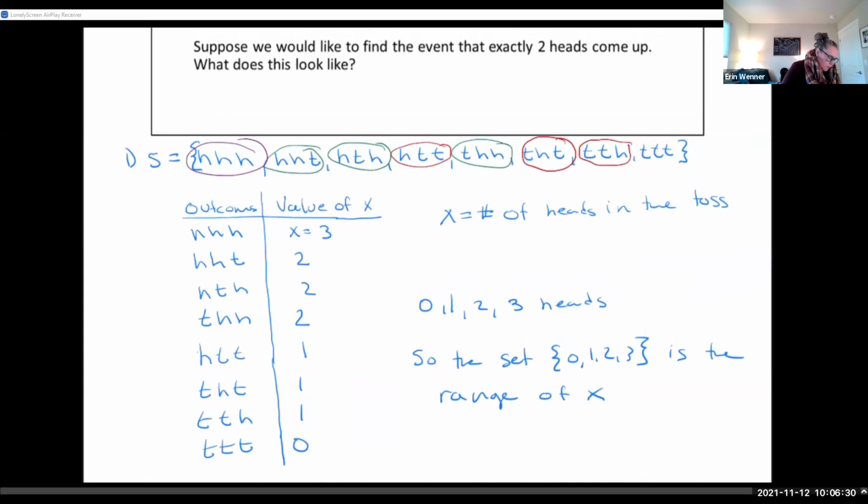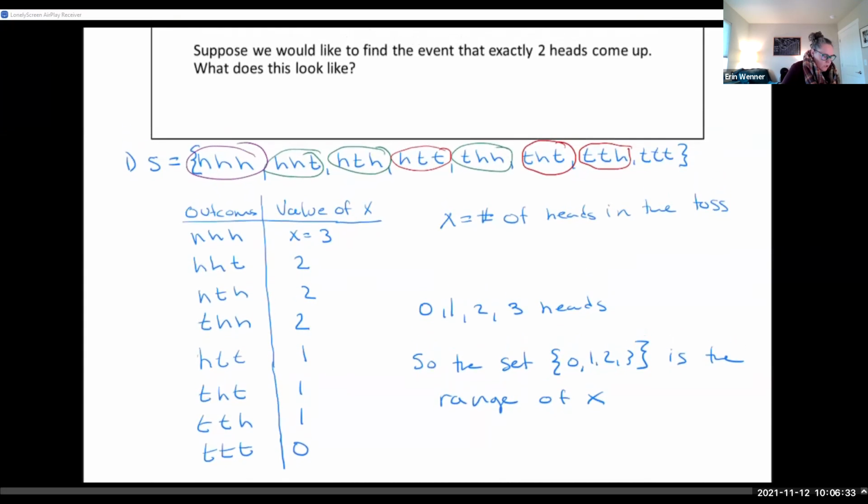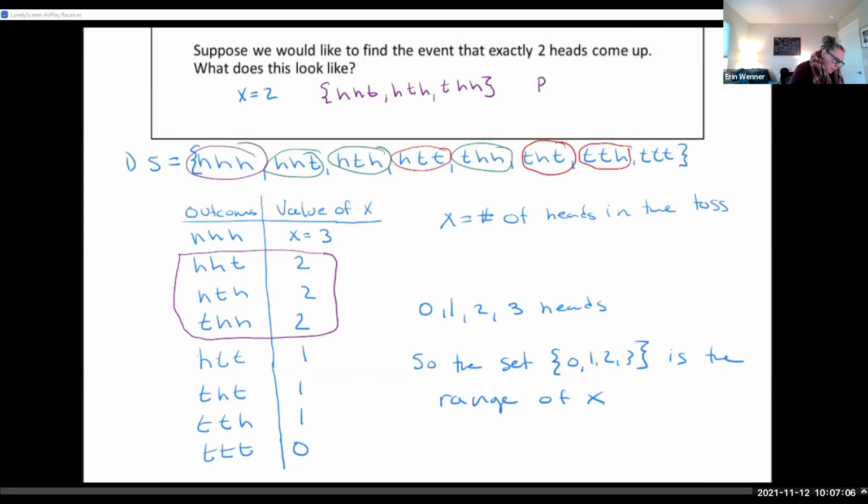So let's look at number 2. Number 2 says, suppose we would like to find the event that exactly 2 heads comes up. What does this look like? If we want x equal to 2, where in our table do we see x equal to 2? Well, we see x equal to 2 right here. So that means we have the set head, head, tail, head, tail, head, and tail, head, head. If we wanted to find the probability that x equals 2, there are 3 outcomes where that happens out of the total 8.